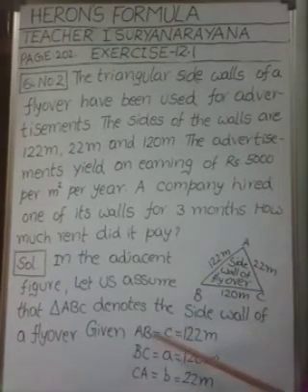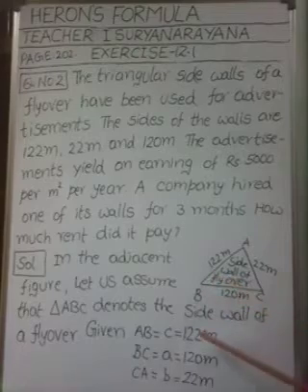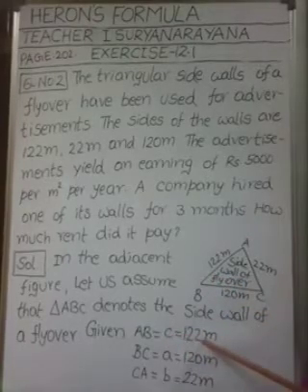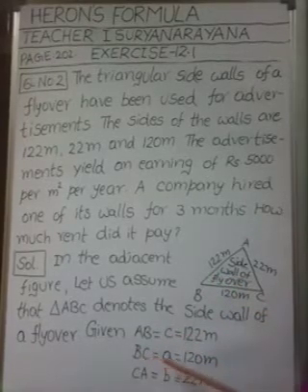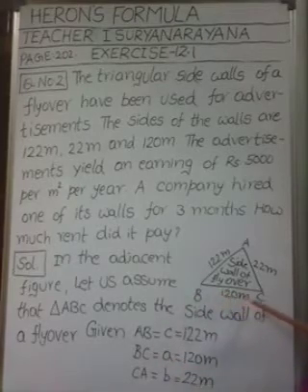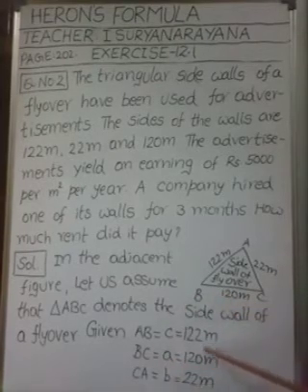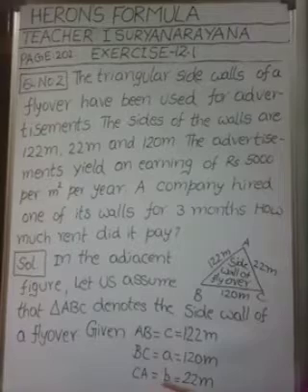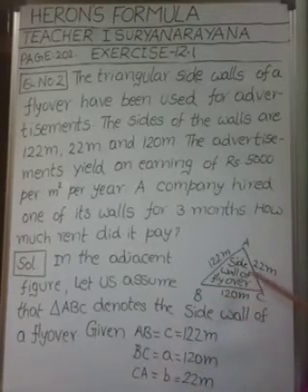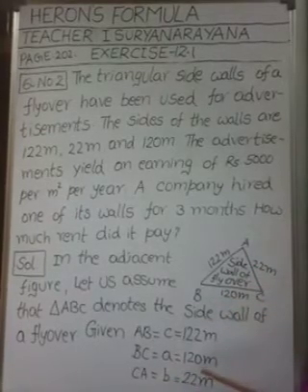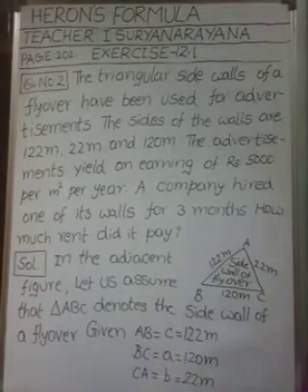Now what is given here? AB length 122 meters, that is small letter C is equal to 122 meters. BC is equal to small letter A. What is the length of BC? 120 meters. And CA is equal to small letter B, that is equal to 22 meters. Understood these steps, my dear children?